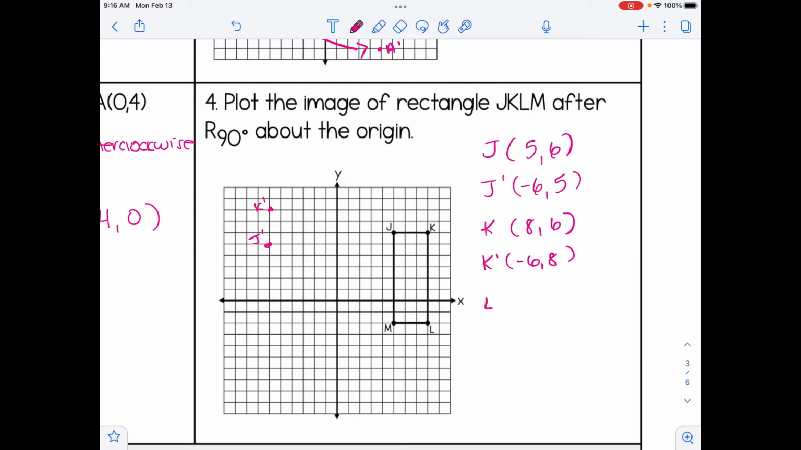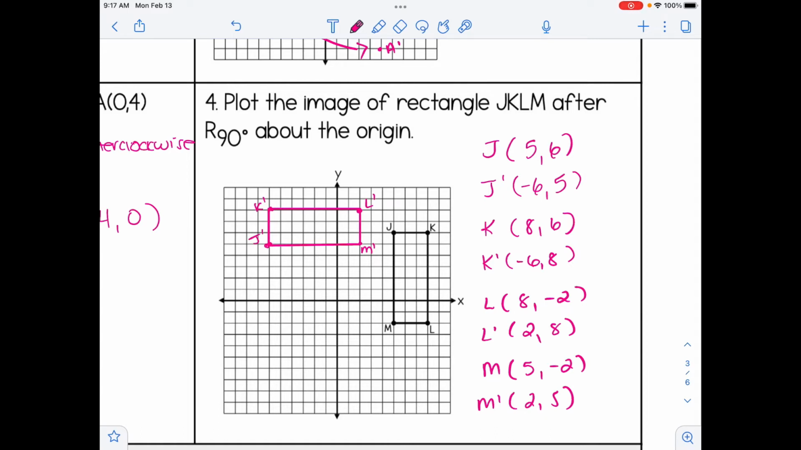If I look at L, L was (8, -2). Following the rotation rule, I'm going to negate the y value and switch. So that gives me (2, 8) as L prime. And for my last one, M is (5, -2), negate the y value, then switch, and I get (2, 5). Once I have all 4 points, always label them with the prime symbols so you know image versus pre-image, and I'm just going to connect them to form the completed rectangle of the image.